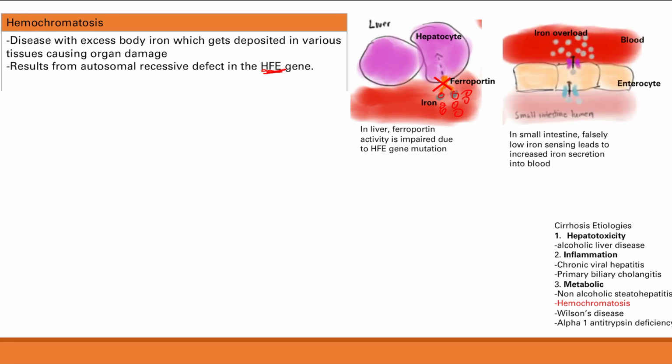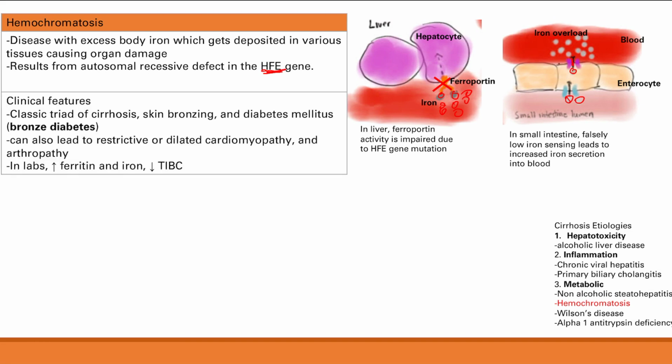The other thing that you get is falsely low iron sensing, okay? Your small intestine is going to think that your blood has very low iron because of this mutation. And what your enterocytes are going to do is increase uptake of iron from the small intestinal lumen, and then push that iron into the blood, and now you get iron overload. So you get iron overload both from small intestinal falsely low iron sensing, and in the liver, impaired ferroportin activity.